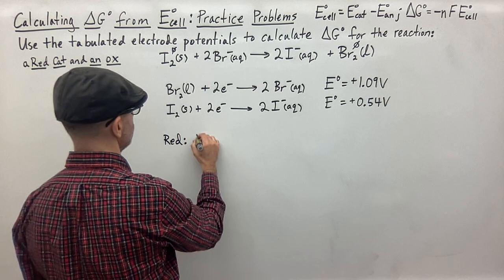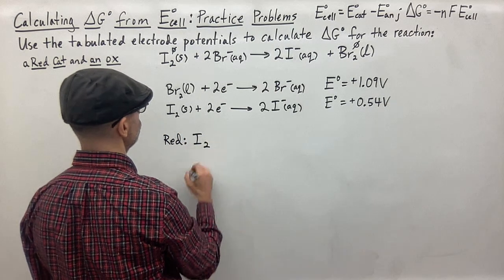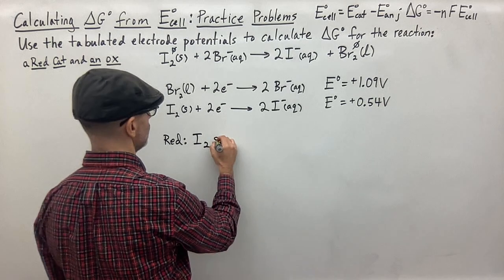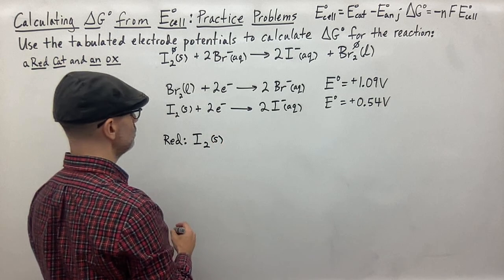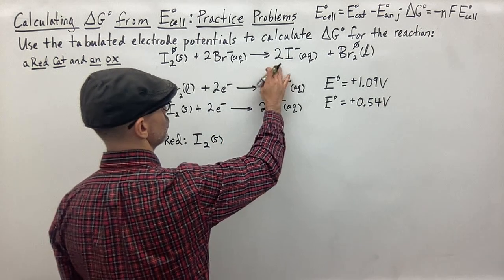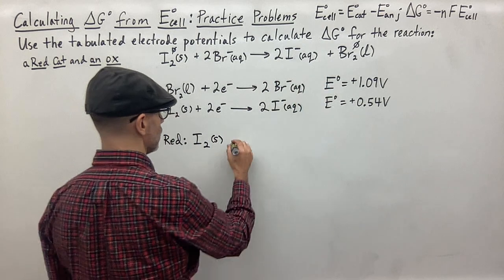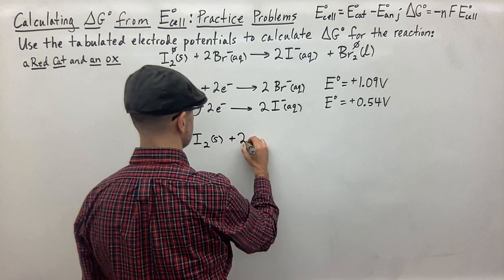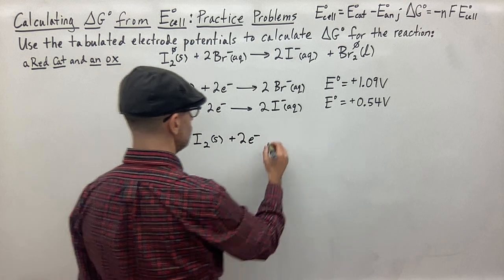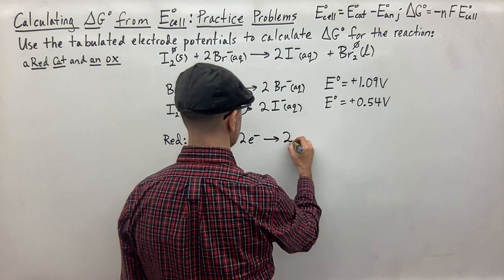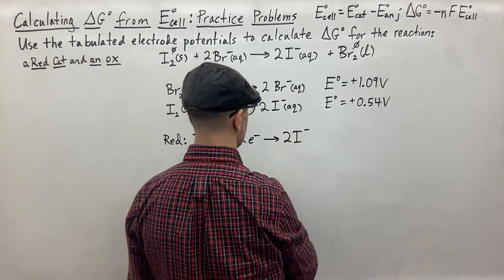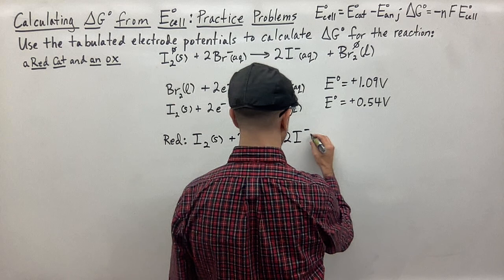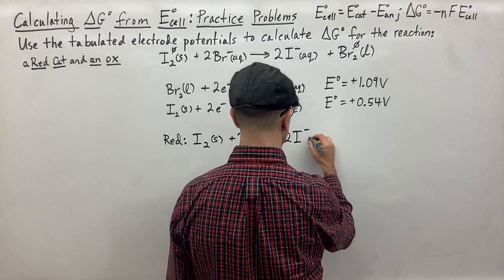So iodine is going from I2 solid, and this means that it's picking up 2 electrons, and it's going to produce 2 negative iodide ions, aqueous.